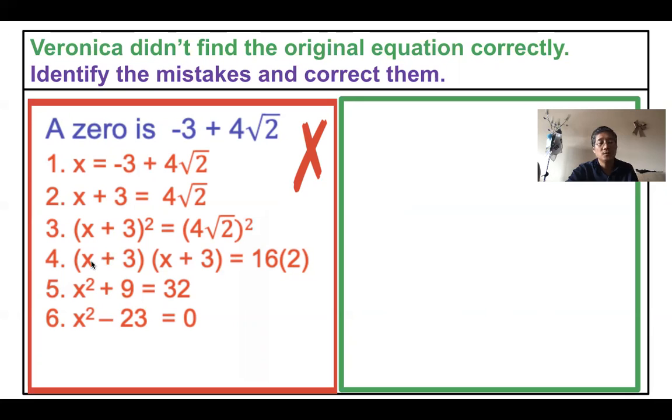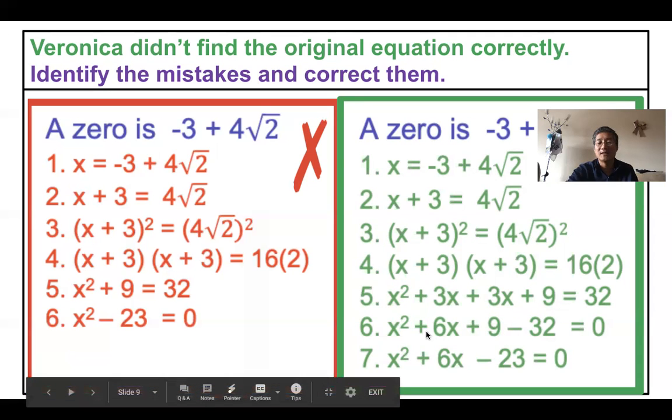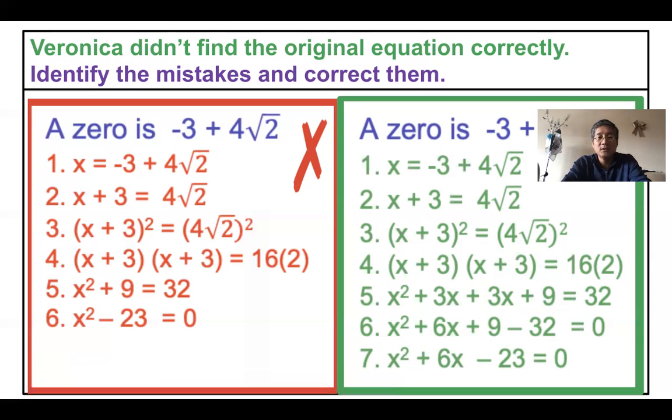Now, when you multiply this, oh, you should FOIL, but you said x squared plus 9. It missed something right here, right? So step 5 is the error. How do you correct it? In step 5, you should FOIL it. x squared plus 3x plus 3x plus 9 equals 32, and move 32 to the left, and combine the 3x terms. So 6x, and 9 minus 32 is negative 23. Everybody understand, right? So we are done here. If you go down, you will have 6 questions. Please finish them and hand them in, okay?